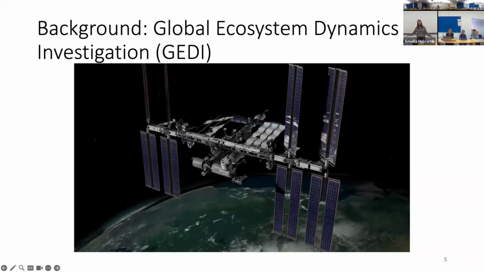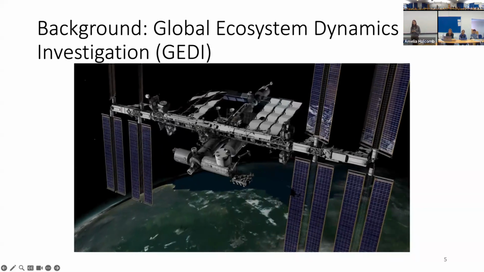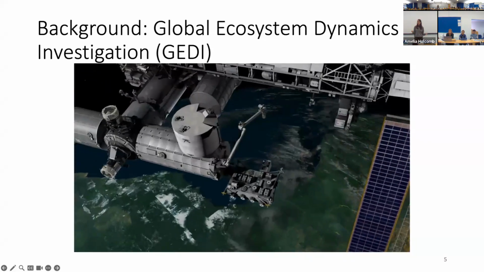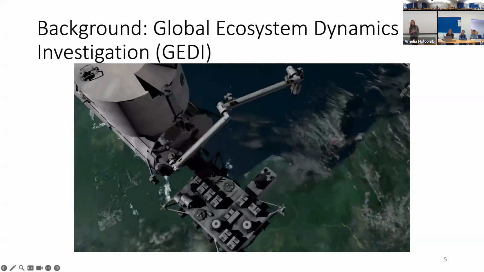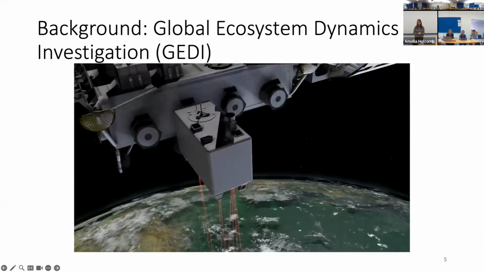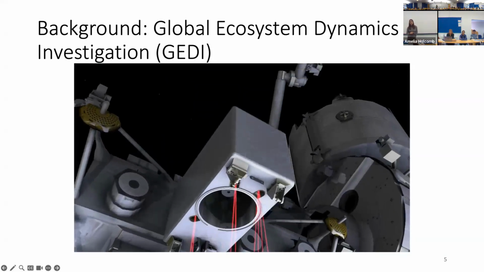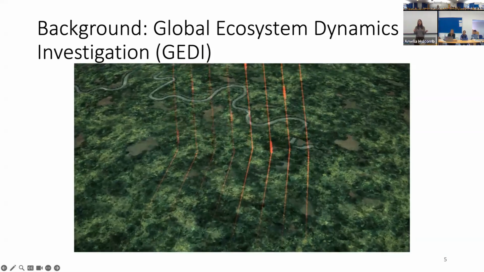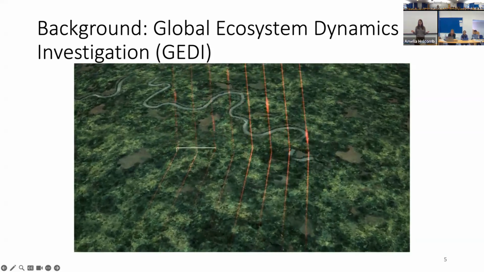So this is where GEDI comes in. GEDI is a spaceborne LiDAR system that's mounted on the International Space Station. It's brand new. It only just started collecting data in 2019. It has 8 laser beams that are pointed at the Earth's surface, which take samples across the Earth's surface every 60 meters along these 8 lines following the orbit of the International Space Station.